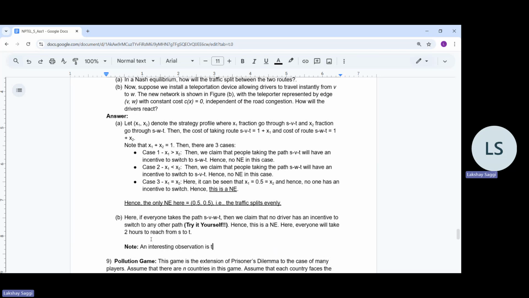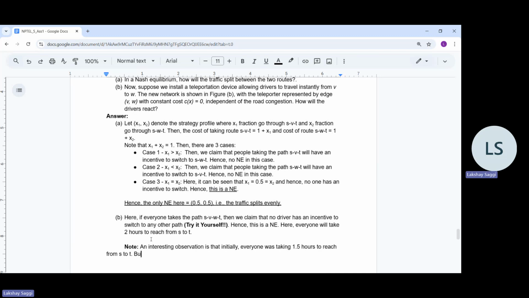An interesting observation is that initially everyone was taking 1.5 hours to reach from S to T. But after installing a road to make the traffic faster, we have actually made the traffic slower.